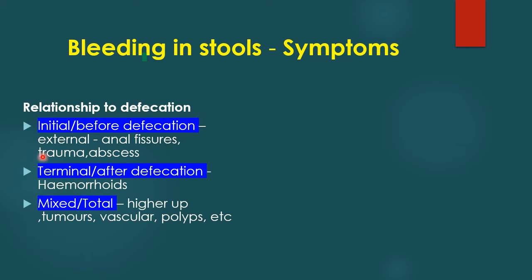anal fissures, trauma to the perineal region, and abscesses around the anus. It can be terminal, that is bleeding occurring after defecation, which is classical of hemorrhoids. And most commonly, it is mixed with the stools. These usually are causes that occur higher up in the lower GI tract, especially in the sigmoid colon and descending colon and proximally. Usually they are due to tumors, vascular malformations, and polyps.